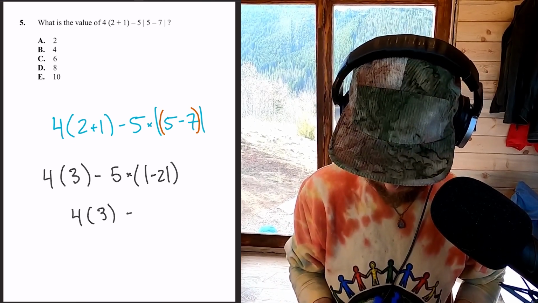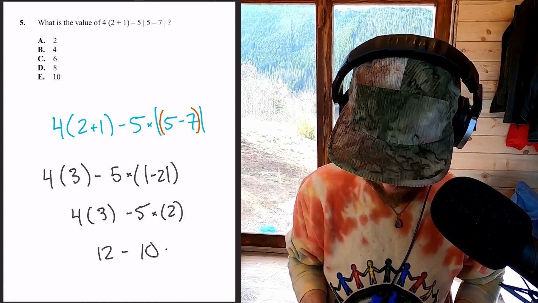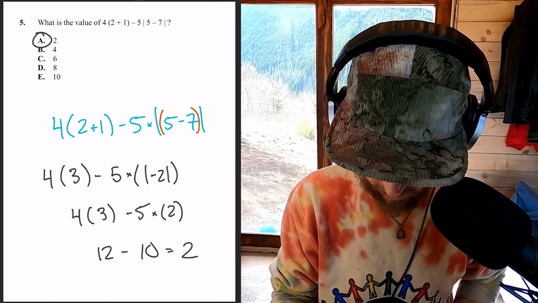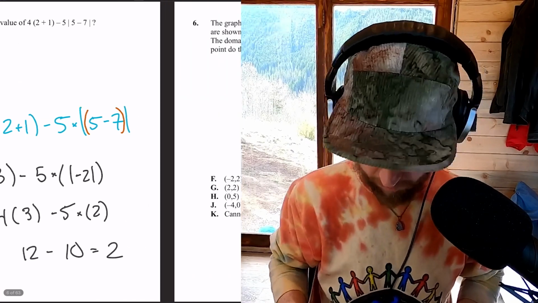4 times 3 minus 5 times 2. That's 12 minus 10 is 2. Boom. If you ever want to check yourself, you just take that answer. Well, it's not solving for a variable. I'm feeling like it's 2.